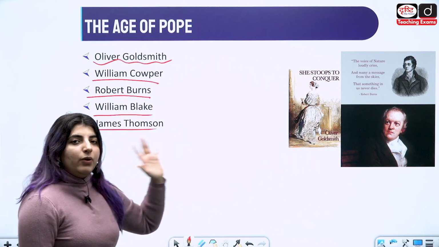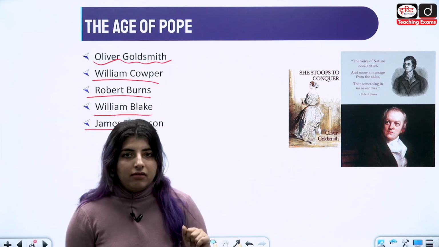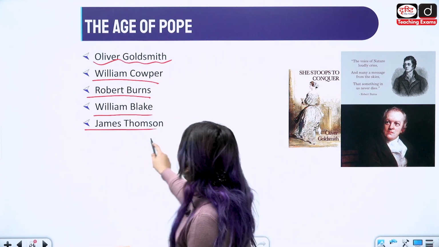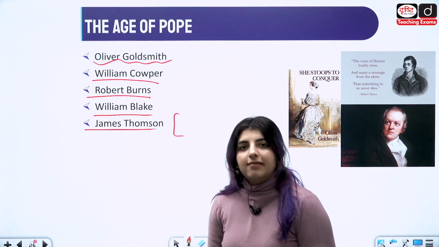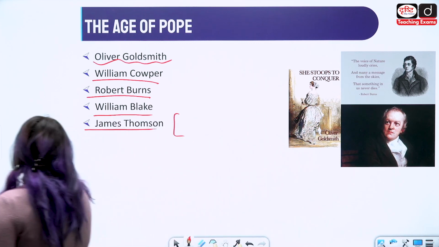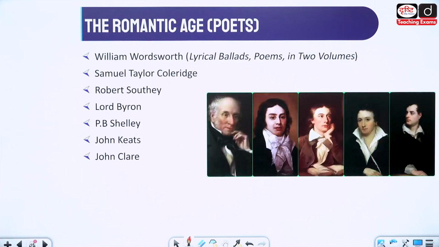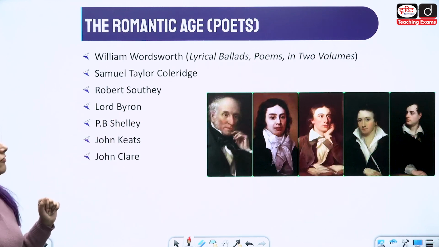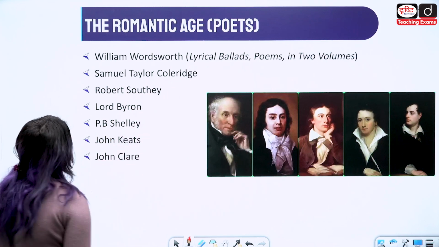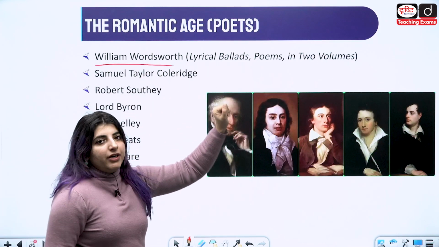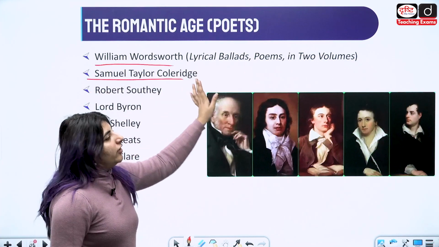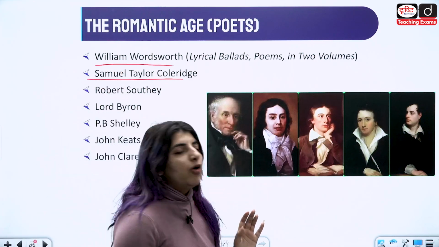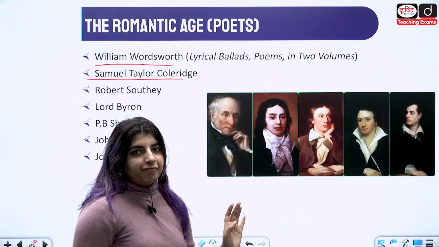William Blake with The Marriage of Heaven and Hell, Songs of Innocence, Songs of Experience, whereas we have James Thomson's work, The Seasons, right? All these things. Then we have the Romantic Age, where I have segregated it based on the different genres. Here, the poets that we are going to deal with are William Wordsworth and S.T. Coleridge. Both of them are associated with the publication of Lyrical Ballads, right?